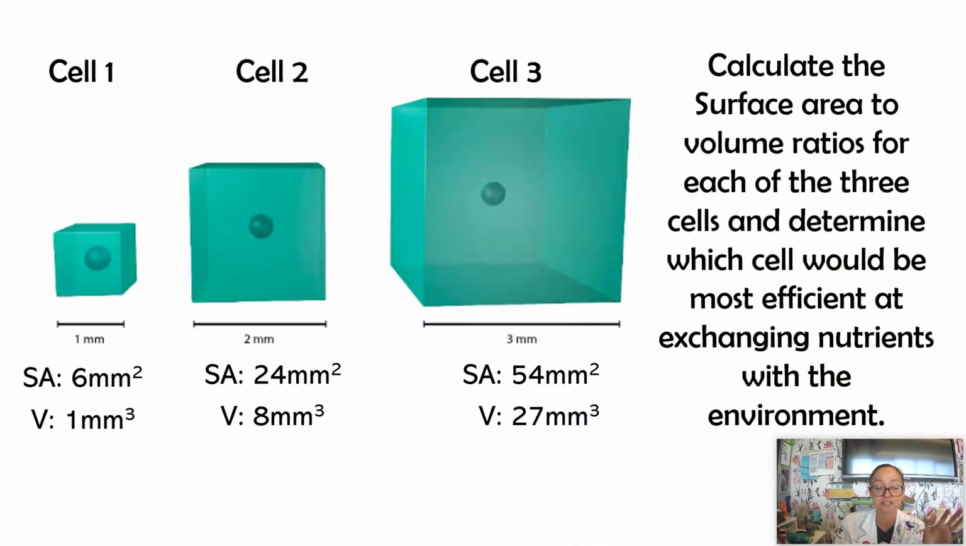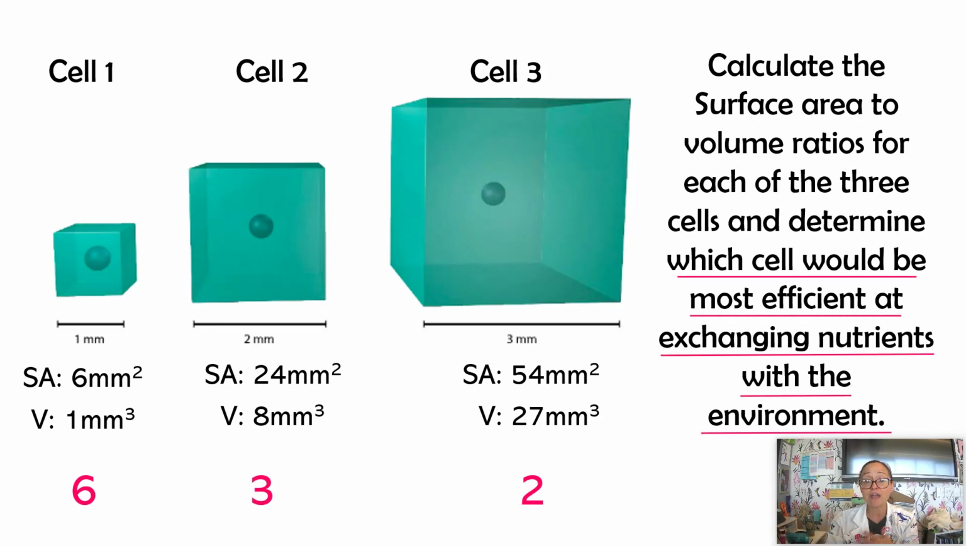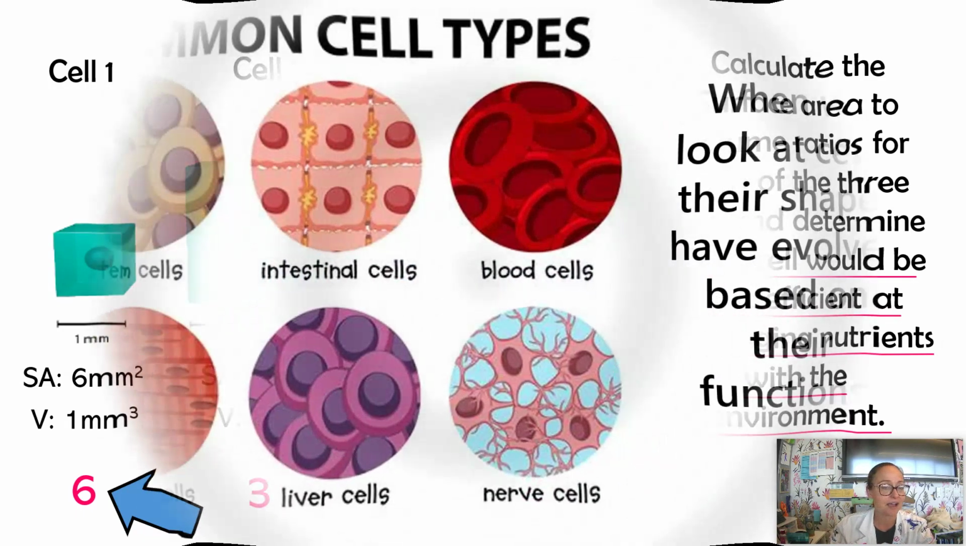If I have surface area and volume for each of these 3 cubes, if I calculate them, here I have 6, 3, and 2. But knowing what to do with those numbers, or what those numbers mean, matters. So if I were to ask which cell would be the most efficient at exchanging nutrients with the environment, well, that's going to be cell number 1. It has the highest surface area to volume ratio. If I were to ask you which is the least efficient, well, then you're going to pick cell 3, right? It has more volume in comparison to its surface area.